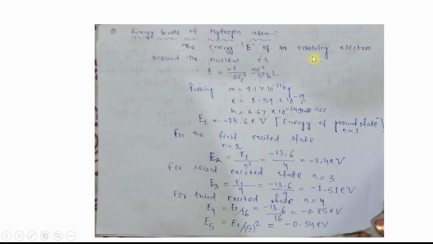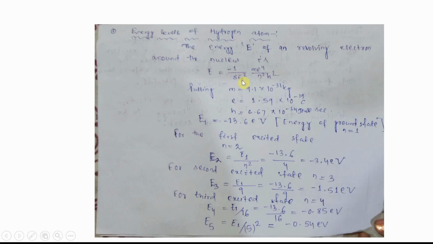The energy of a revolving electron around the nucleus is E equal to minus 1 by 8 epsilon naught square, m e to the power 4, by n square h square. This we know from the expression of the energy, and putting the value of m, the mass of the electron, 9.1 into 10 to the power minus 31 kg, the charge of the electron 1.6 into 10 to the power minus 19 coulomb, and Planck's constant 6.63 into 10 to the power minus 34 joule second.